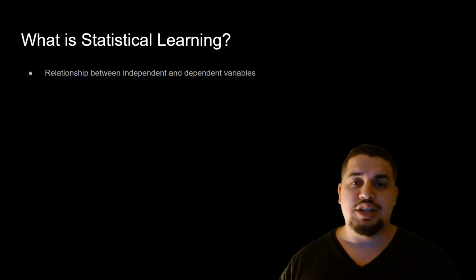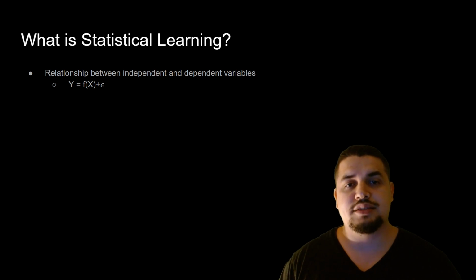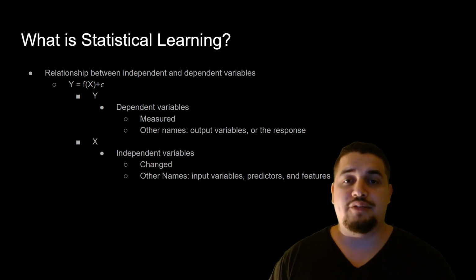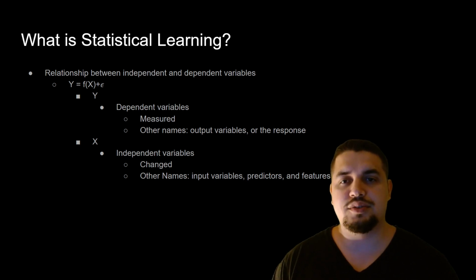This relationship can be denoted using the formula y equals f of x plus epsilon. Dependent variables are denoted using y. Dependent variables are the variables that are measured and often called output variables or the response. Independent variables are denoted using x. Multiple independent variables can be denoted as x1, x2, x3, so on and so forth. Independent variables are the variables you can change and go by different names, such as input variables, predictors, and features.